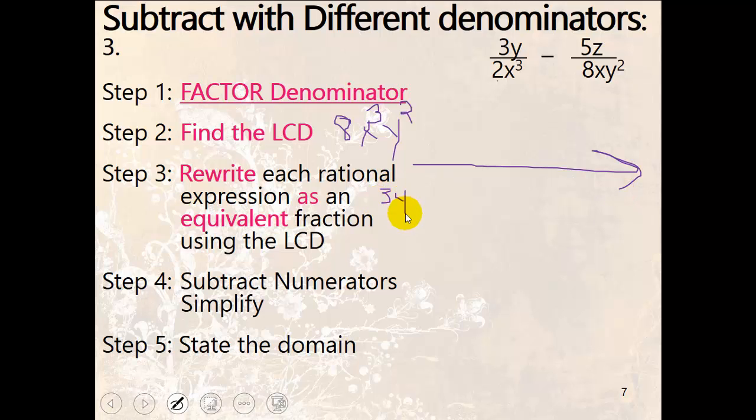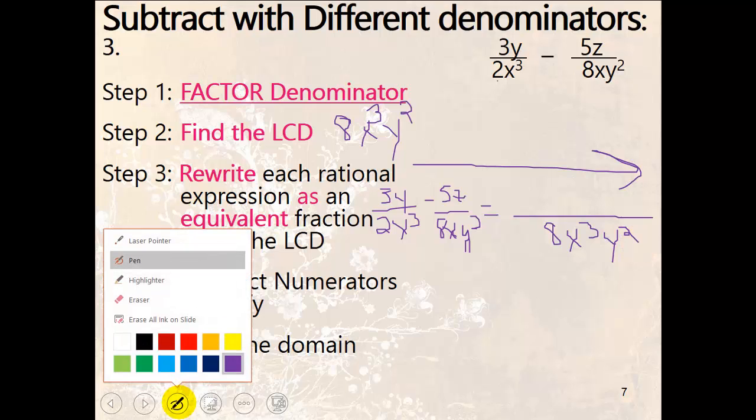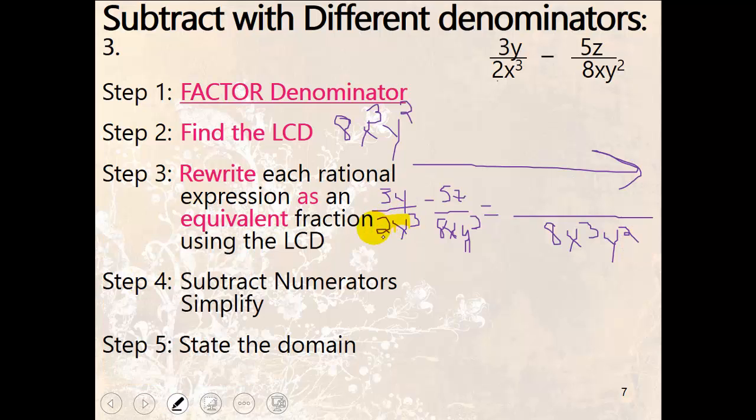I'm going to take these original expressions, 2x cubed in my denominator here, minus 5z over 8xy squared. All right, and now I'm going to convert them to the same denominator of 8x cubed y squared. So the idea is, what do I have to multiply this first denominator by so that it matches 8x cubed y squared, okay?